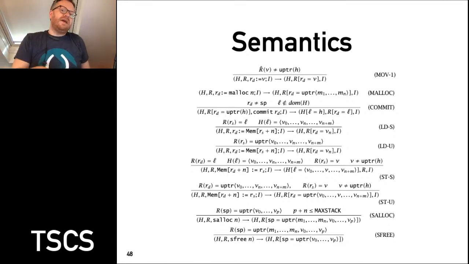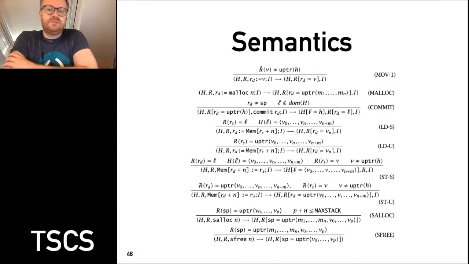So remember, we had aliasing via registers. malloc, so memory allocation, gives us a unique pointer of this length n in the register. So a register contains a unique pointer of this length n. This is what malloc does.